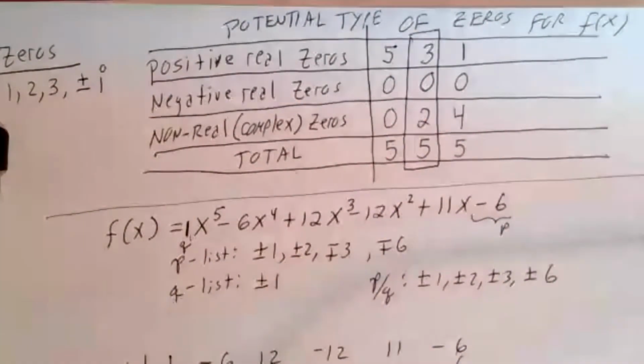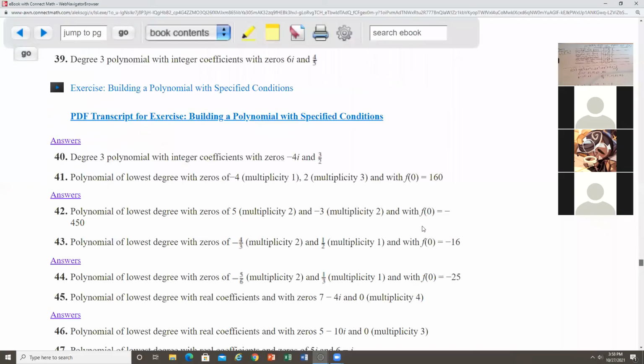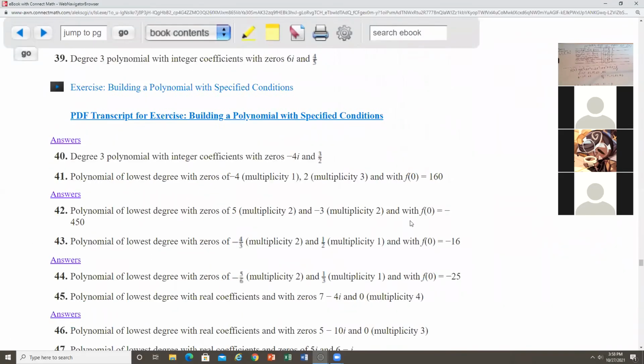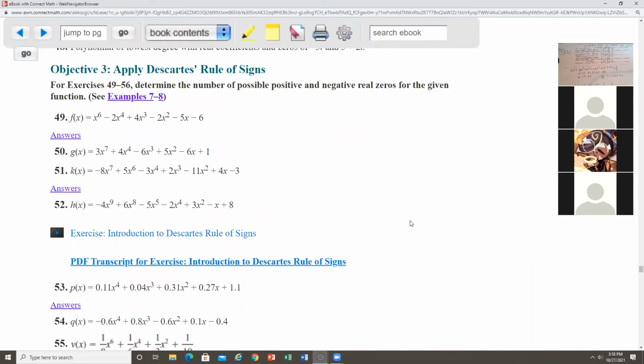All right. Okay, maybe we can go to our textbook and who knows, maybe apply the rule to one of these here. Let's go down to our homework problems here and see if we can apply René Descartes' rule of signs here to maybe a problem here. Here we go. Apply Descartes' rule of signs, problems 49 through 56. They give you polynomial functions, ladies and gentlemen, and they want you to try to predict the number of possible positive and negative real zeros for the given function.